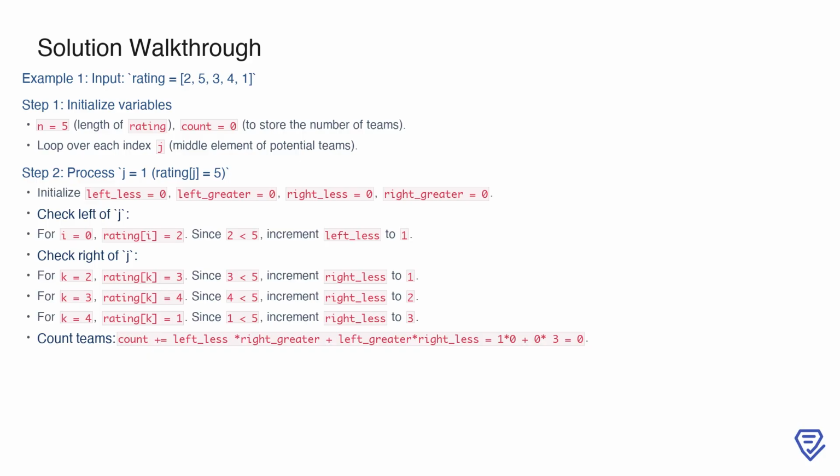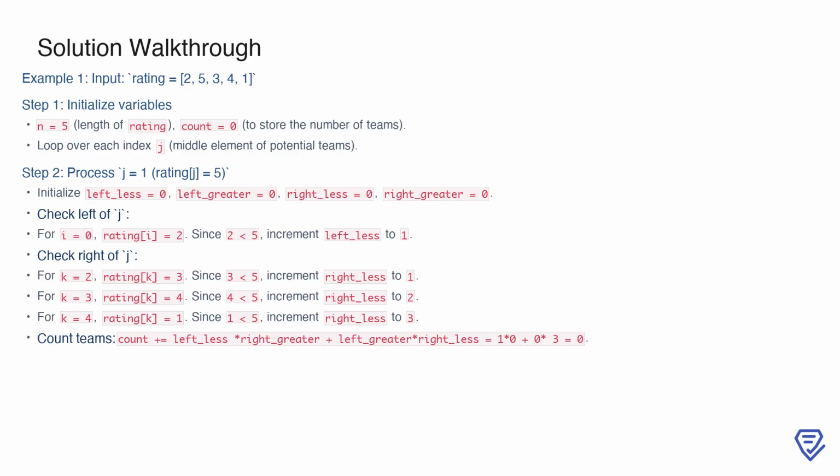Looking at the left side of j, we only have one element, rating[0] equals 2, which is less than 5. So, we increment left_less to 1. On the right side, we examine the elements rating[2] equals 3, rating[3] equals 4, and rating[4] equals 1. All three are less than 5, so right_less becomes 3.